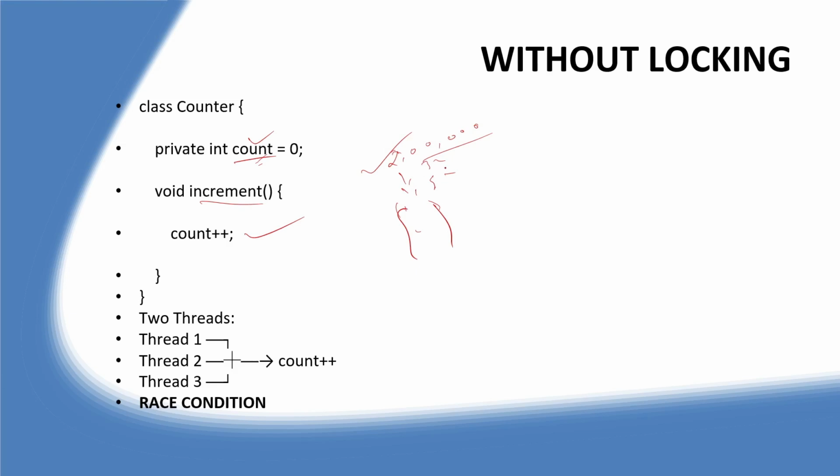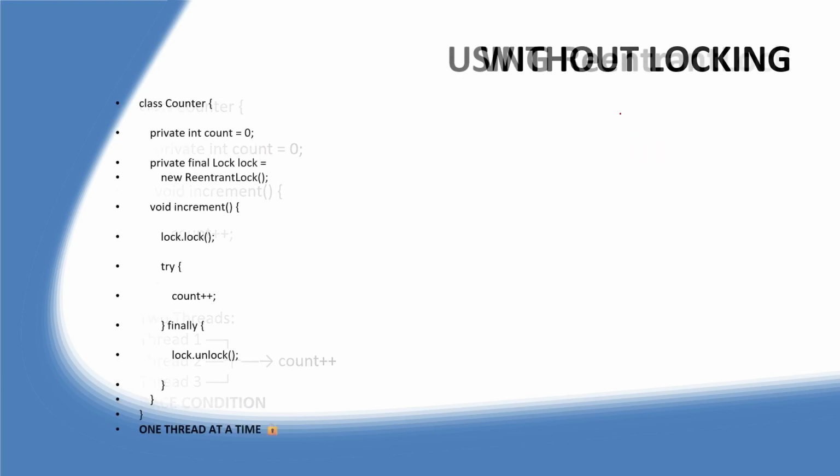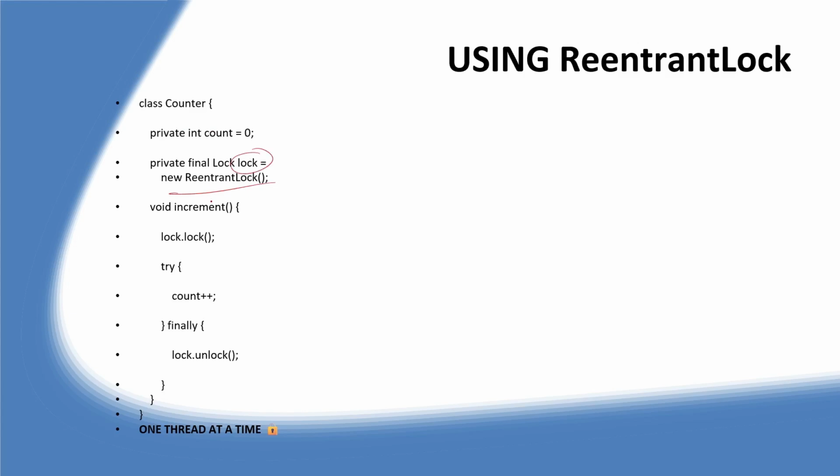Now let's solve the same problem using ReentrantLock. Using ReentrantLock, we create a private final lock. So we have created one lock, and inside increment we are locking. Then we do the critical section operation in the try block, and in the finally block we are unlocking, releasing the lock. Even if we get an exception, the lock will be released.